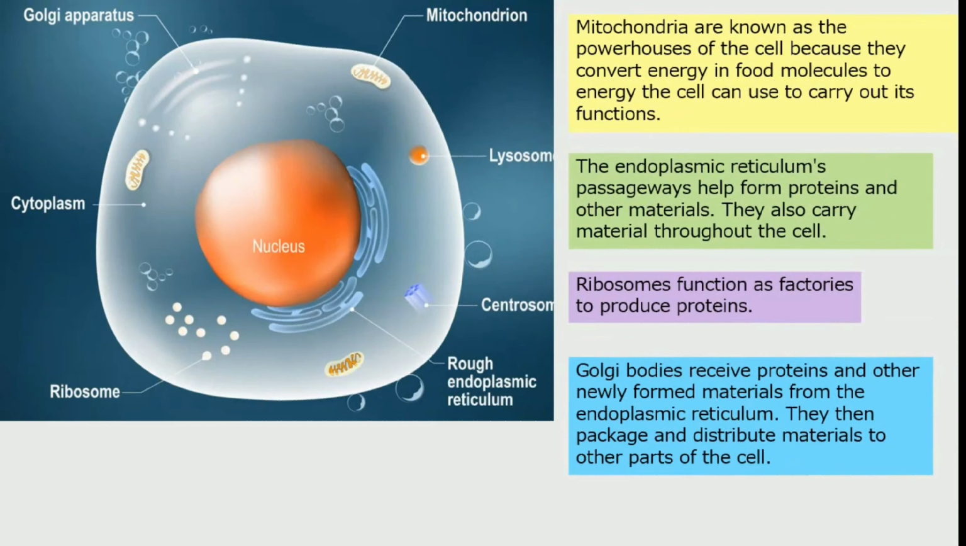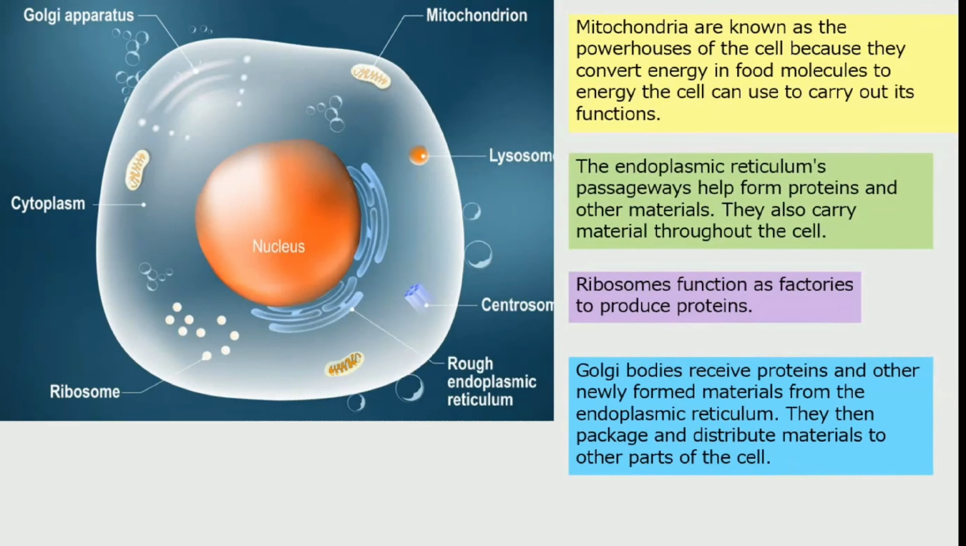Mitochondria are known as the powerhouses of the cell because they convert energy in food molecules to energy the cell can use to carry out its functions. Endoplasmic reticulum. As you sail farther in the cytoplasm, you find yourself in a maze of pathways called the endoplasmic reticulum. The endoplasmic reticulum's pathways help form proteins and other materials. They also carry material throughout the cell.